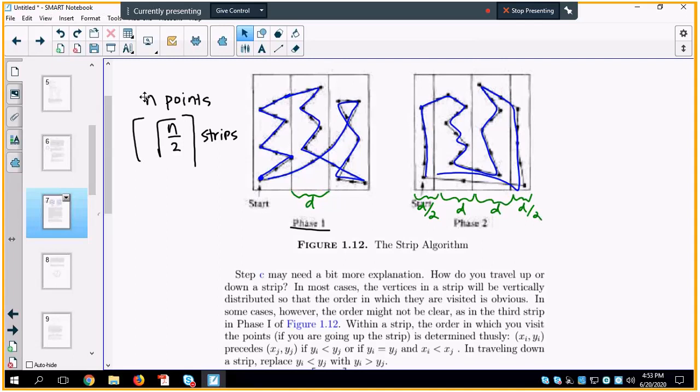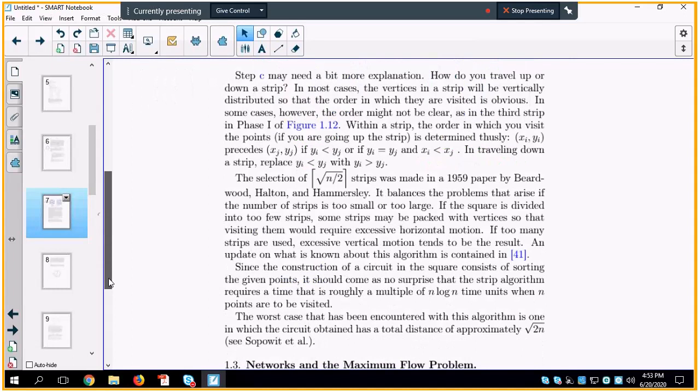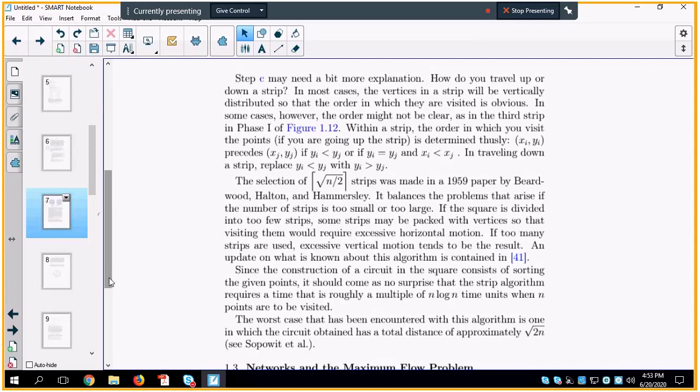Okay. And then it does go into a little bit more information here about how to decide how to travel up and down a strip. In cases where it's not really clear which point to pick, it tells you here a little bit more information about how to choose. But we're going to see some examples of this in a little bit. So I'm going to skip through these, but just know that you can come back to this if you're trying to work on a problem and you encounter a weird situation like this.